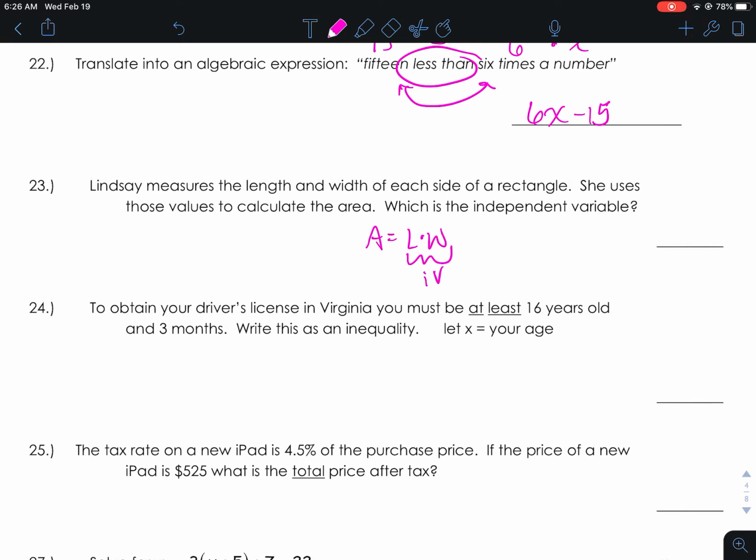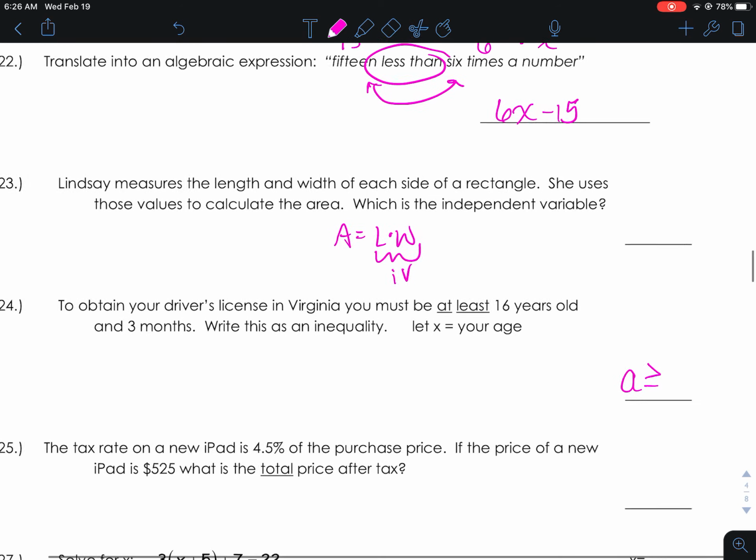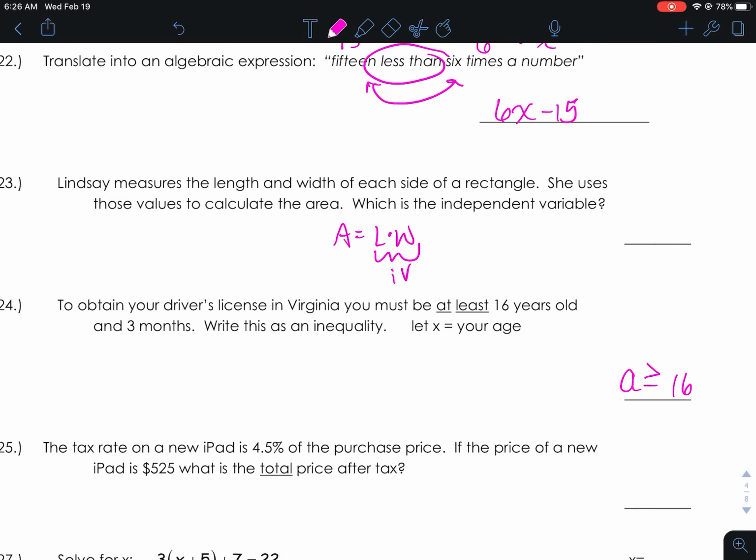To obtain a driver's license, you have to be at least 16 in 3 months. Write this as an inequality. So at least would be 16 or older, so greater than or equal to 16. And 3 months, the way you would write that as a fraction or a decimal, it's 3 months out of 12 total months, which simplifies to 1/4. So 16 1/4 or 16.25.